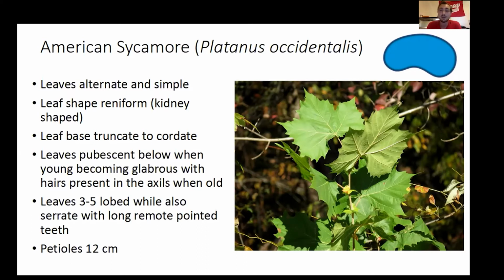Our leaf bases are truncate, so squared off or cut off at the base, but they can also be cordate too, so heart-shaped. The leaves are pubescent below, so hairy, when young and becoming smooth throughout the year as they mature. Right before they fall off in the fall, you'll notice that hairs are present in the vein axils between the primary and the secondary veins. The leaves can be 3 to 5 lobed, while also serrate with long pointed teeth. You can see these very, very long teeth, but all still pointing towards the tip of the leaf. And it has very long petioles, up to 12 centimeters in size.